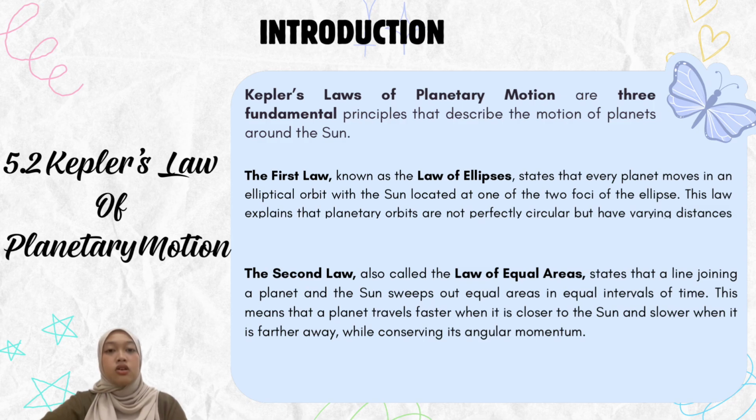The second law, also called the law of equal areas, stated that a line joining a planet and the Sun sweeps out equal areas in equal intervals of time. This means that a planet travels faster when it's closer to the Sun and slower when it is farther away, while conserving its angular momentum.